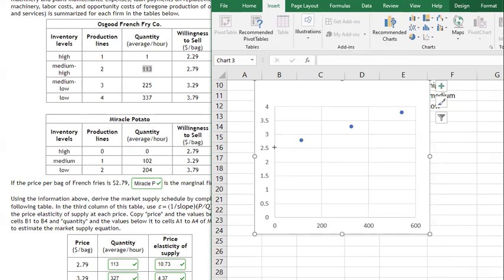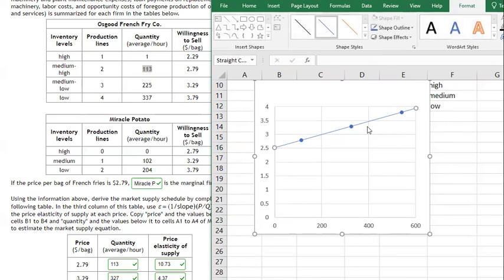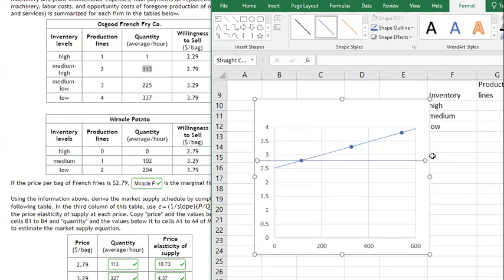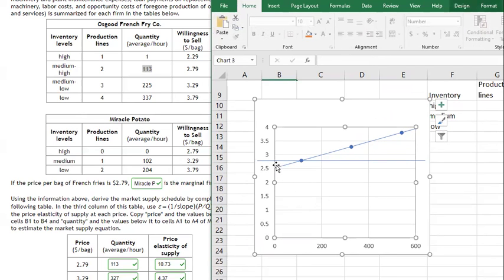If I draw a line in here, that's the supply curve. And this is the market price. Then firm surplus is this white triangle here. The height of the curve on the supply curve is the intercept. And the height of this triangle is the market price minus the value of the intercept.